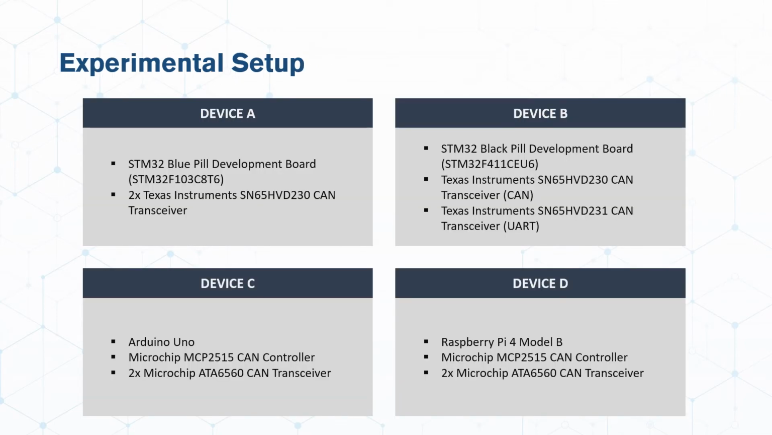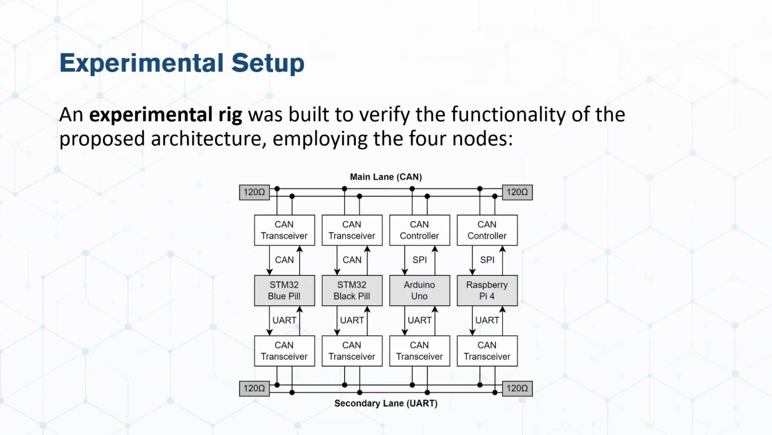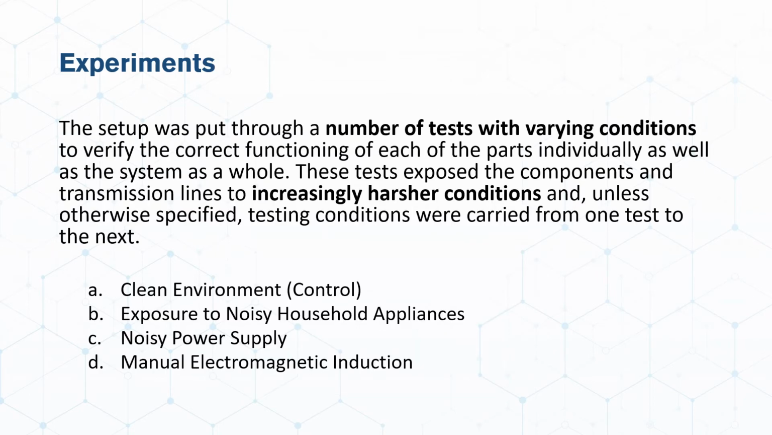For the experimental setup, 4 devices have been configured as seen on the screen. An experimental rig was built to verify the functionality of the proposed architecture, employing the 4 nodes, as you can see on the screen. This setup was put through a number of tests with varying conditions to verify the correct functioning of each of the parts individually as well as the system as a whole. These tests exposed the components and transmission line to increasingly harsher conditions, and unless otherwise specified, testing conditions were carried over from one test to the next.